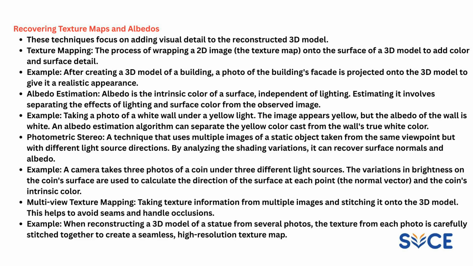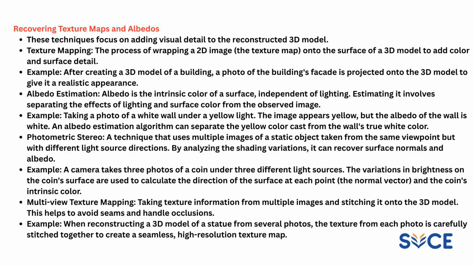And here's a bonus. We can also estimate the albedo from this process because we are factoring out how much of the brightness is due to the light versus the actual color. For example, a camera takes three pictures of a coin with the lights at different angles. From the shading, we recover the coin's surface normals and know that the coin's intrinsic color is metallic silver, right? This is how albedo estimation works.